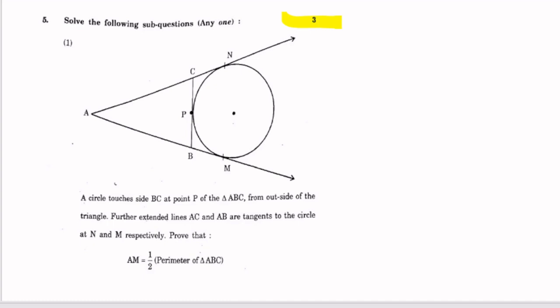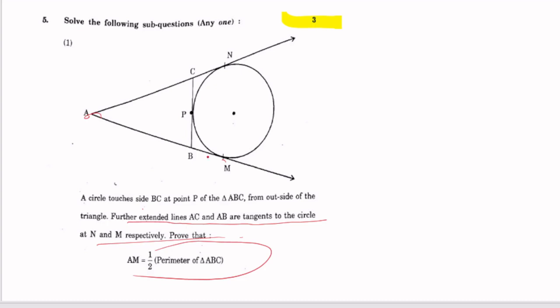Let's read. A circle touches side BC at point P of triangle ABC from outside of the triangle, and further extended lines AC and AB touch the circle at N and M respectively. Prove that AM is equal to half the perimeter of ABC. So AM is what? This one.